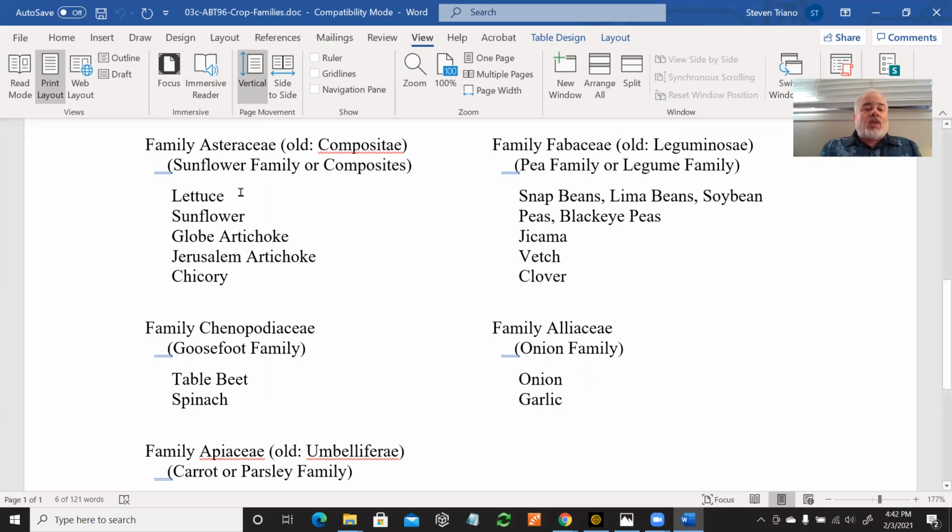And so the sunflower family or composites include lettuce, sunflower, the globe artichokes, the artichokes that we grow in huge amounts right on the coast here, and the Jerusalem artichoke. If you haven't heard of Jerusalem artichoke, check it out.